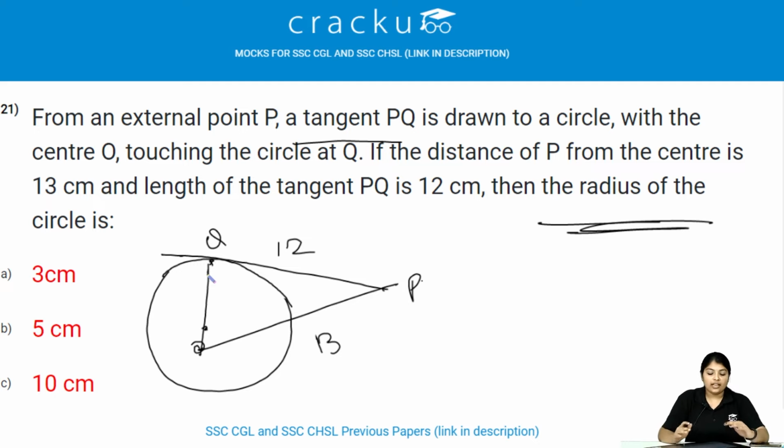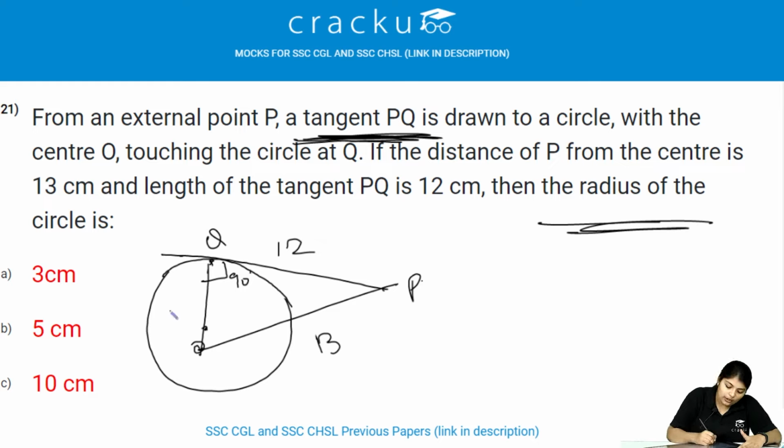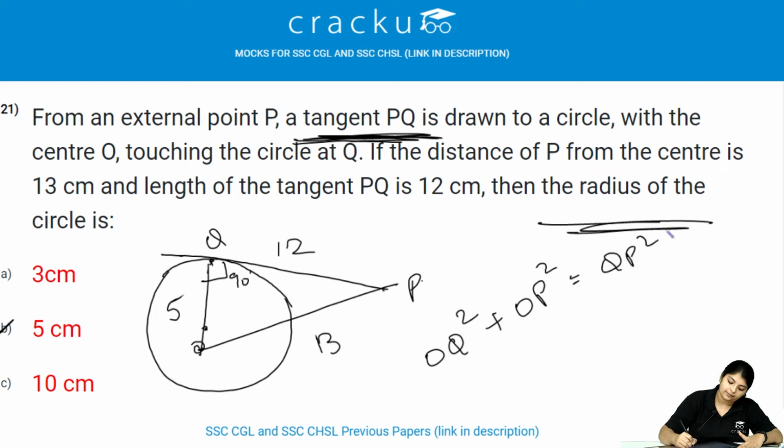Here everyone gets scared, thinking this is such a big geometry question, but no. The question says tangent PQ, so the angle is 90 degrees and it is a right angle triangle. That's it. Using the Pythagoras theorem, just solve it and you will get OQ as 5. This is the radius, answer is option B. That is, OQ square plus OP square is equal to QP square.